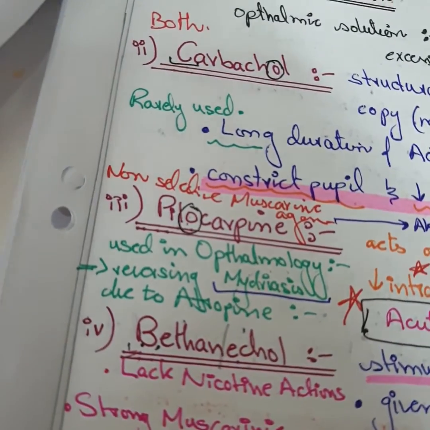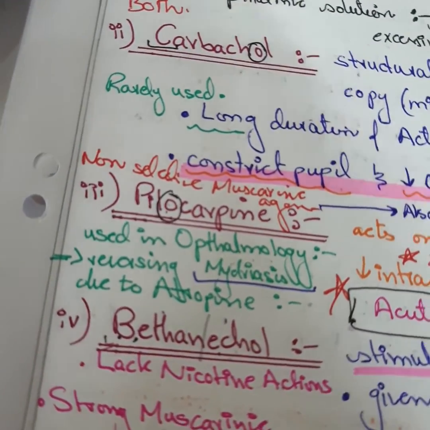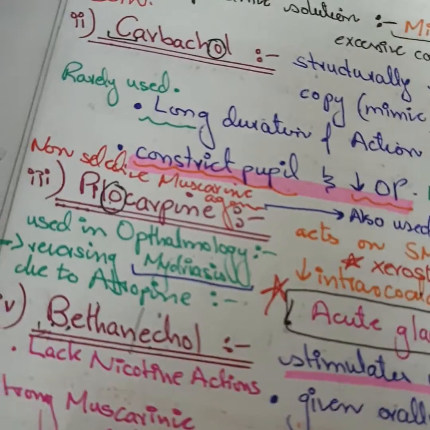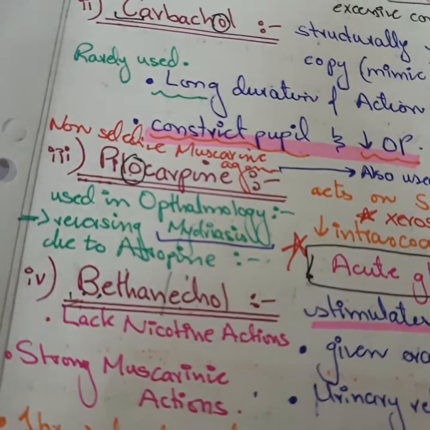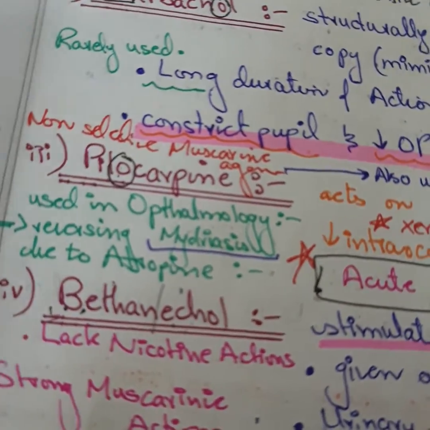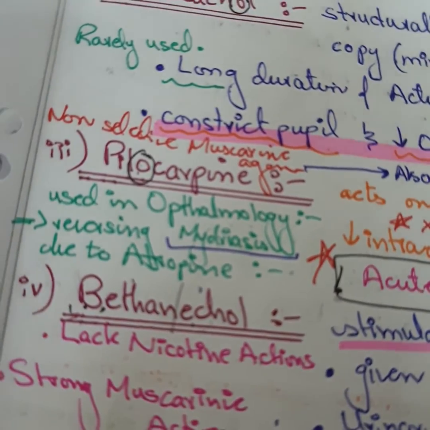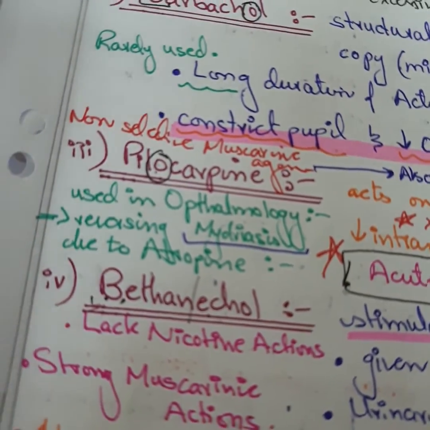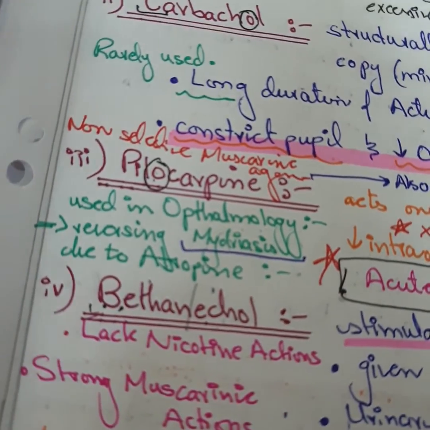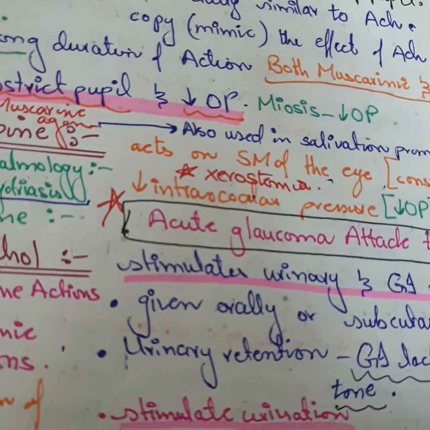So the basic thing you need to remember is the water. From the word water you can imagine water dripping out of the fish's mouth, that is the increased salivation, treatment of xerostomia. And from the eyes you can see that in the tears there is also water, so it is used for reversing the mydriasis and for acute glaucoma attack treatment.